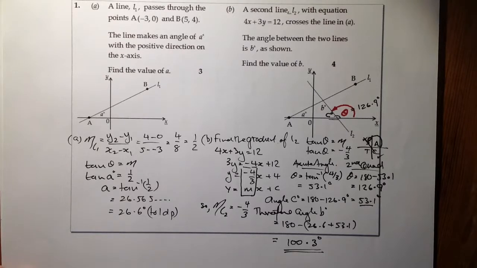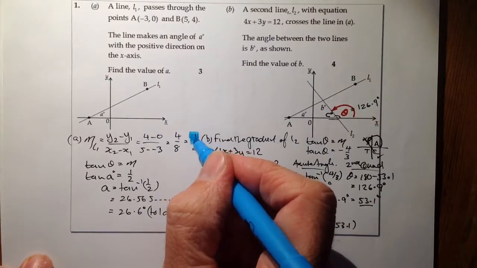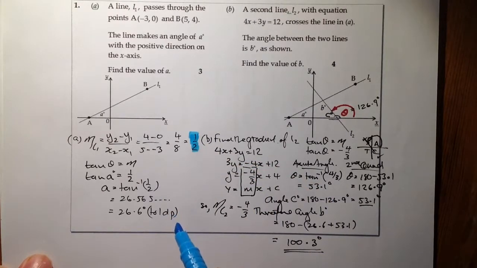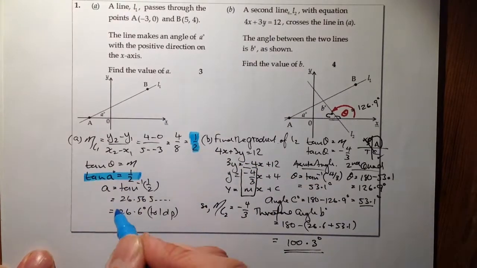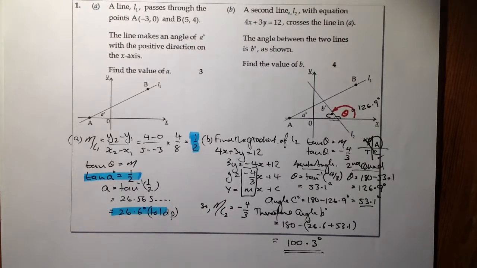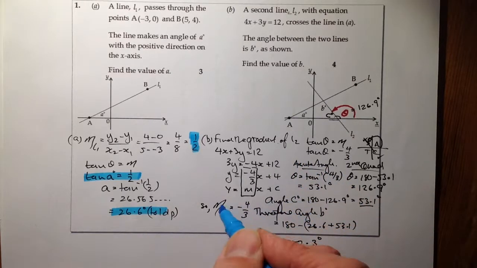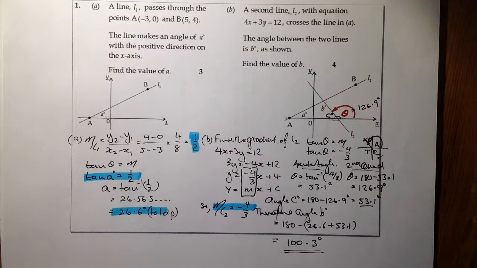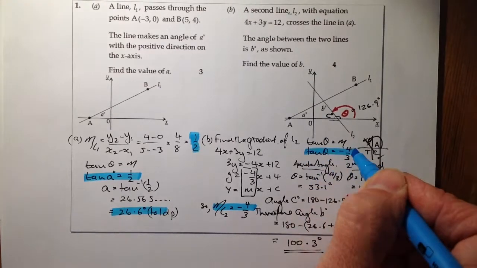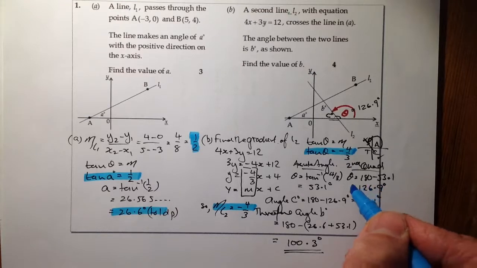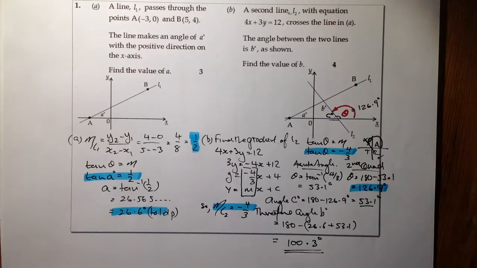The first mark is for getting the gradient. Then a mark for substituting in, and 1 mark for getting the angle. That's the 3 marks for part A. For part B, a mark for getting the gradient first of all, that gradient there. We then get a mark for setting this up here, and a mark for this angle, the 126.9. Finally, 1 more mark for the final answer, which is 100.3 degrees. So this question is out of a total of 7 marks.